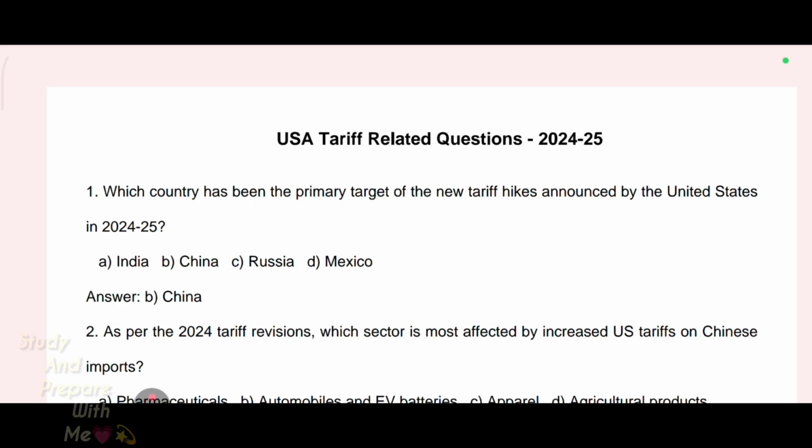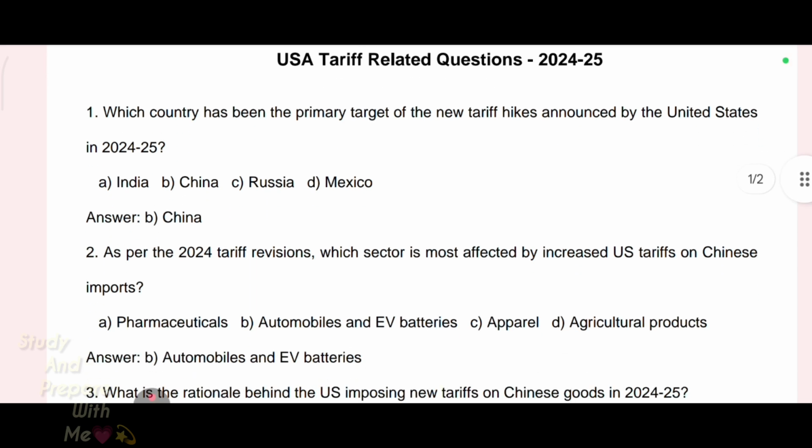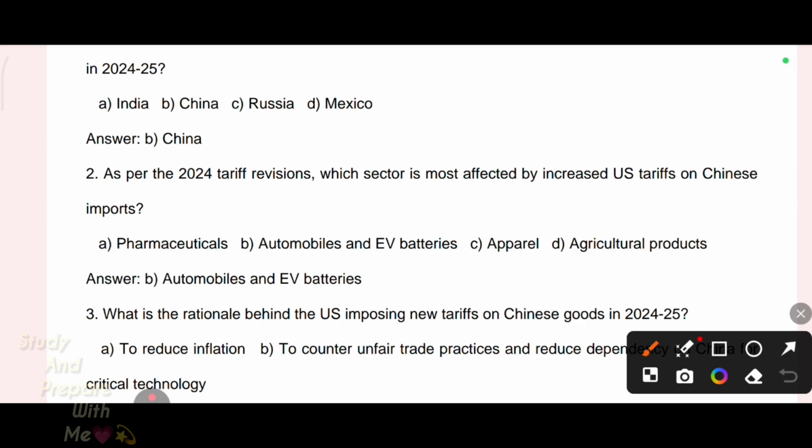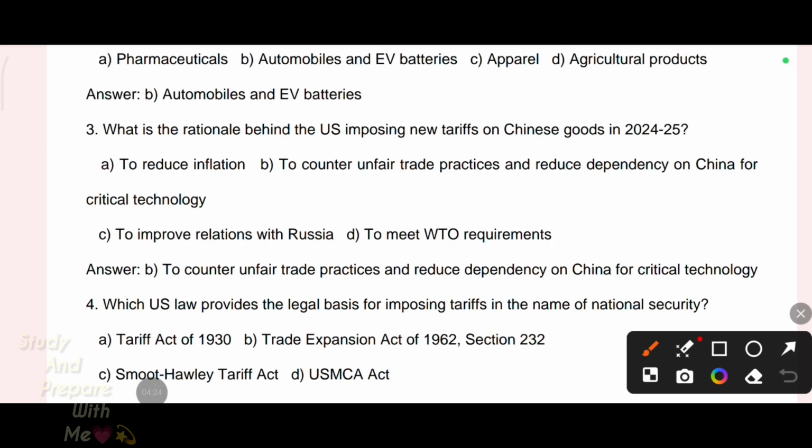As per the 2024 tariff revisions, which sector is most affected by increased US tariffs on Chinese imports? Automobiles and EV batteries. What is the rationale behind the US imposing new tariffs on Chinese goods in 2024 to 25? To counter unfair trade practices and reduce dependency on China for critical technology.